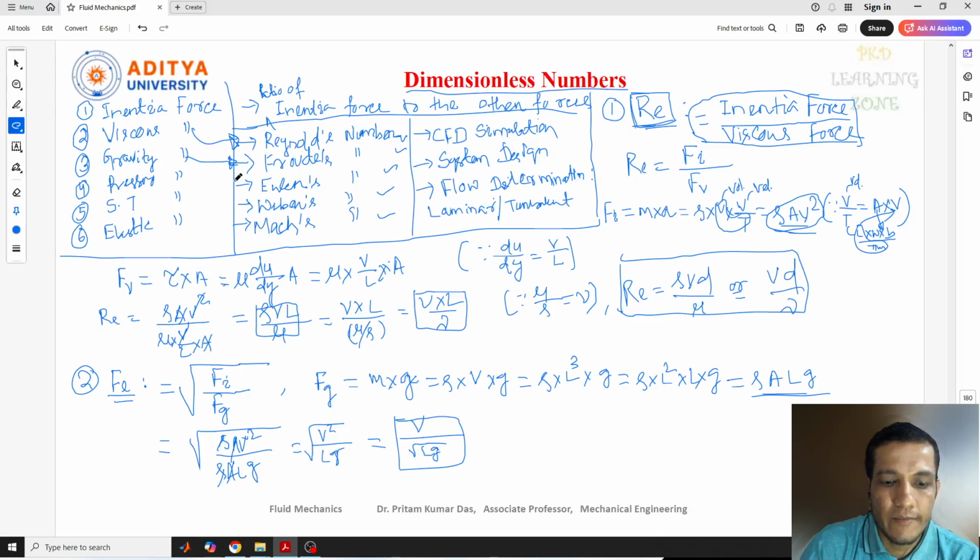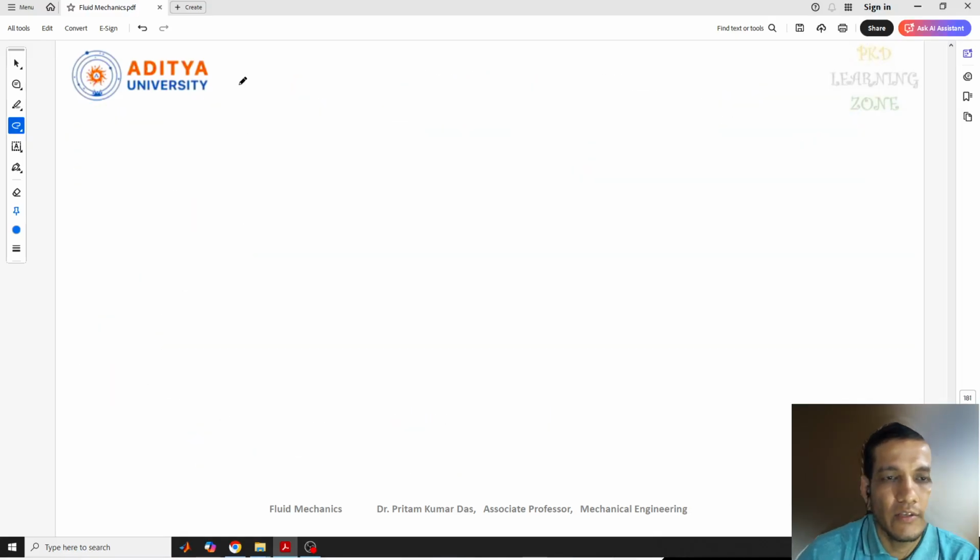And next we'll see the pressure force will be related to the Euler number, surface tension will be for the Weber number, and elastic force will be for the Mach number. So let's go to the third point. As I told you, we are going to discuss the Euler number. Euler number you can write as EU.